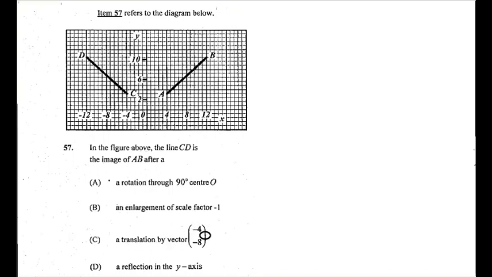A translation by a vector -4, -8. Should you work this out, you realize this is definitely not it. So our answer is a reflection in the y-axis. Therefore D is our answer.